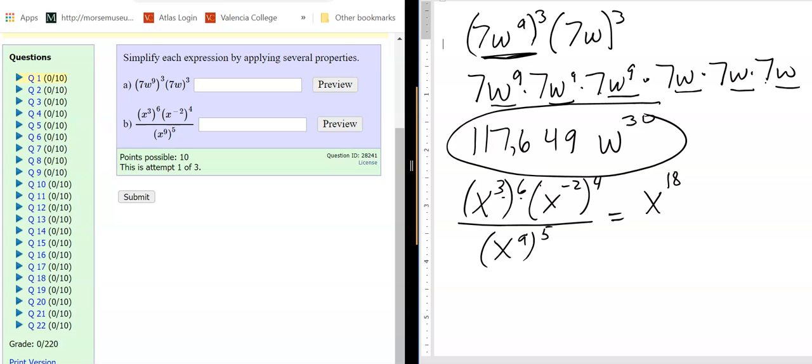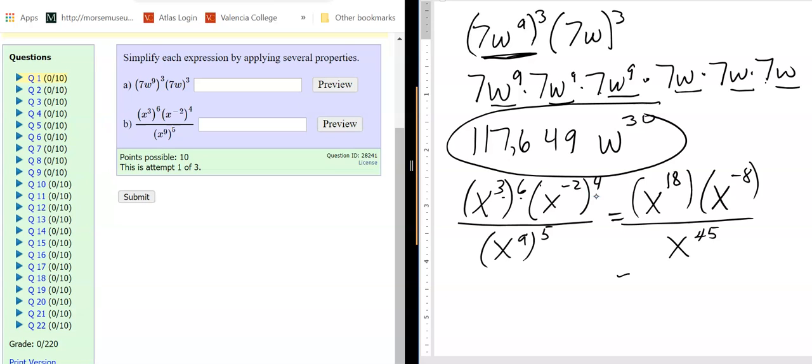So 3 times 6 is 18. And then negative 2 times 4 is going to be negative 8. And the bottom one is going to be 9 times 5 is 45. Sorry. Okay, all right, so far so good.